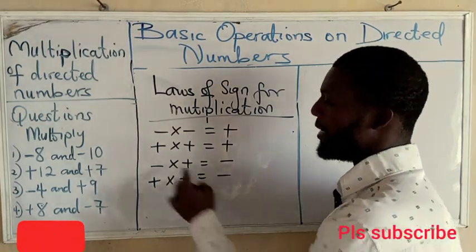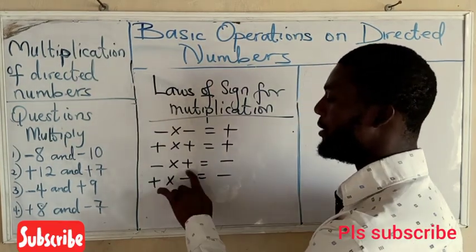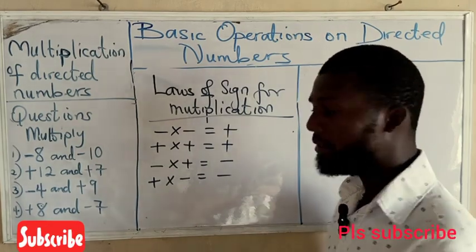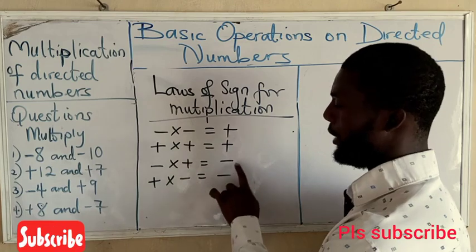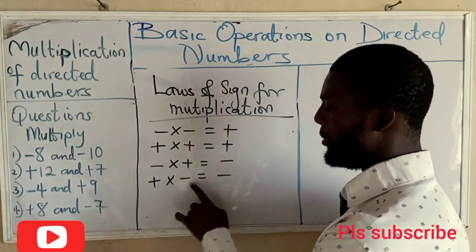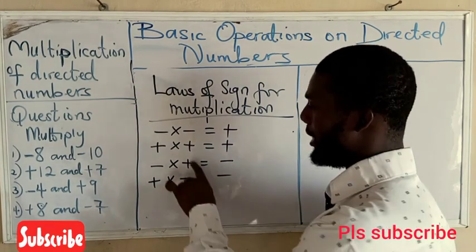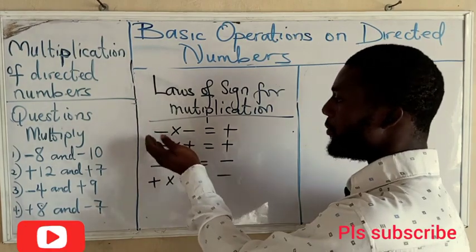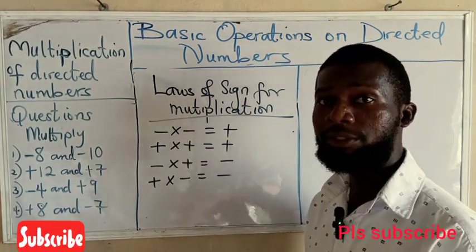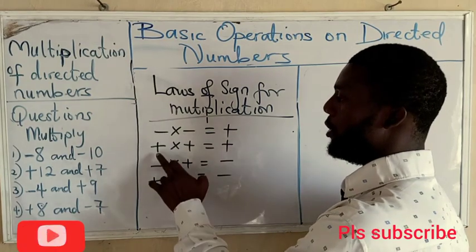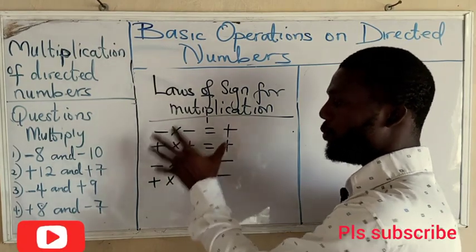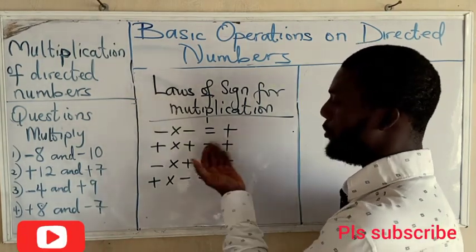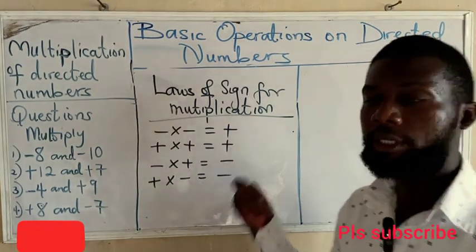However, signs that are different will always give us a negative result. For example, minus times plus equals minus, plus times minus equals minus. Why? Their signs are different and the results are negative. What about the ones that have the same signs? Minus times minus equals plus, plus times plus equals plus. If the signs are identical, the result will always be a positive answer.